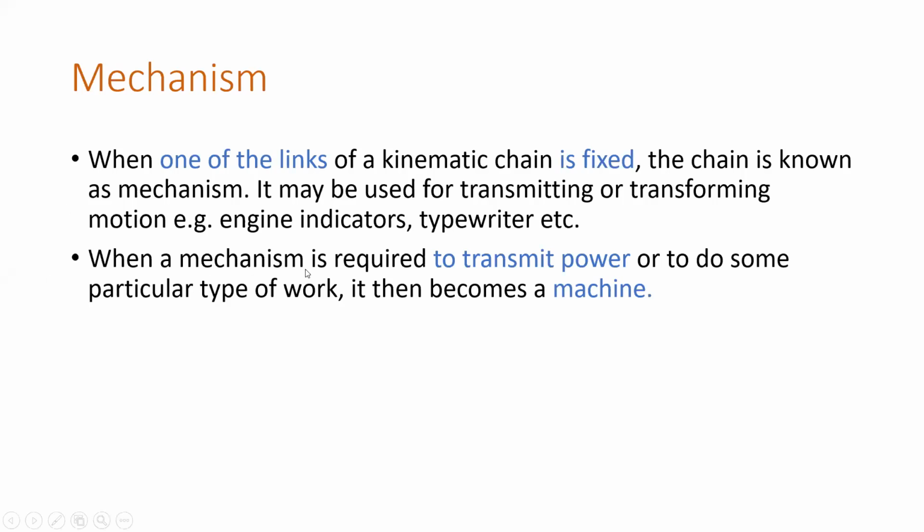When a mechanism is required to transmit power, or to do some particular type of work where energy is utilized, then it becomes a machine. So there is not much difference between a mechanism and a machine. A mechanism mainly modifies the motion, and a machine either modifies the energy or transmits the forces.